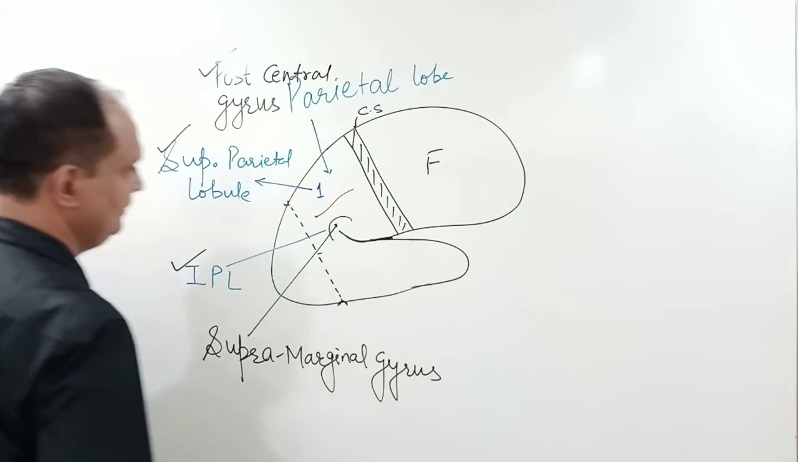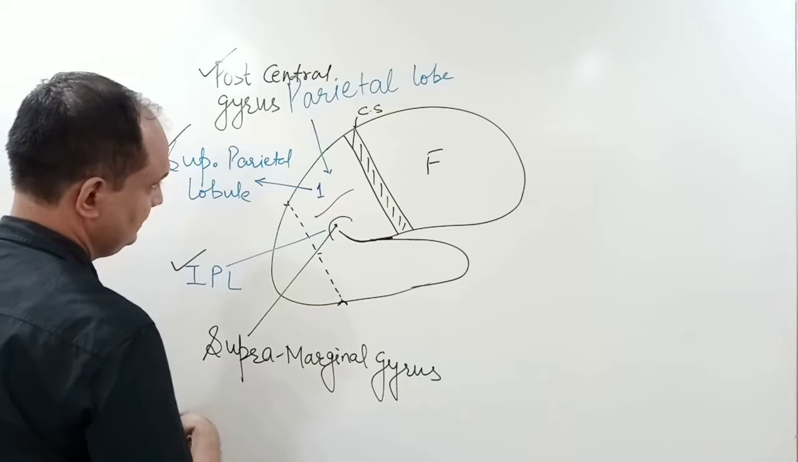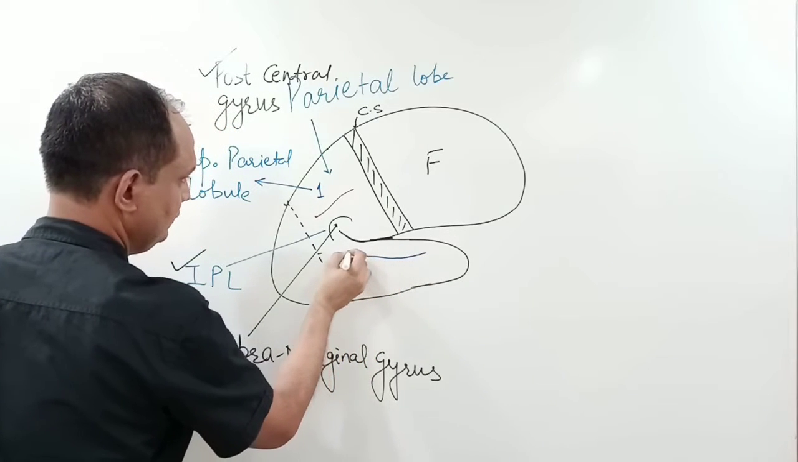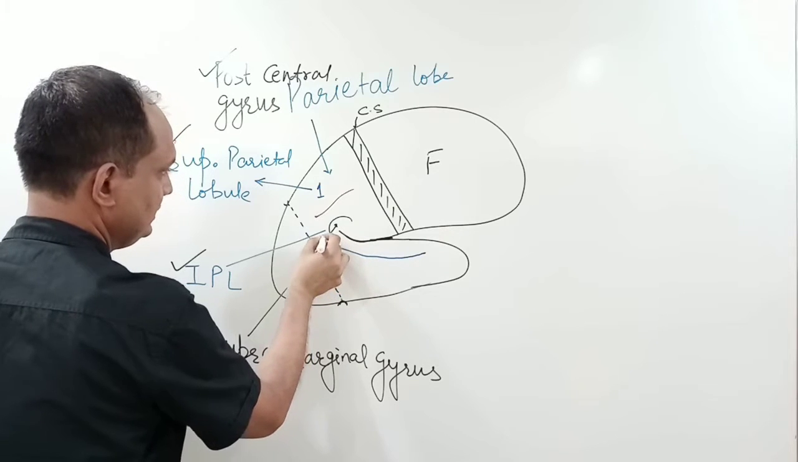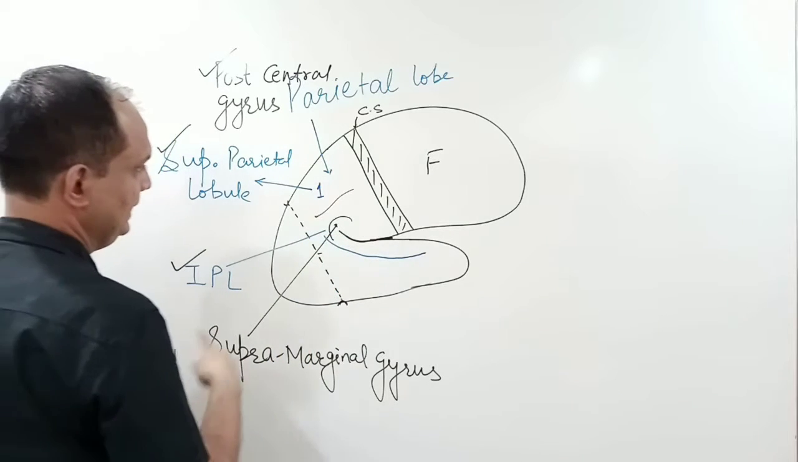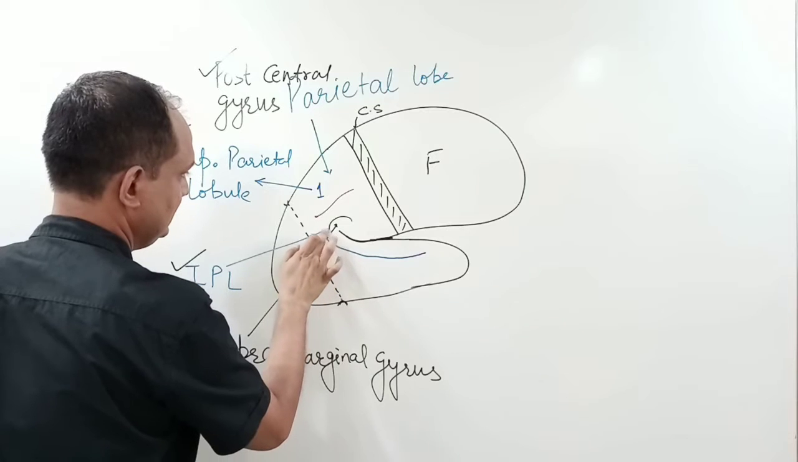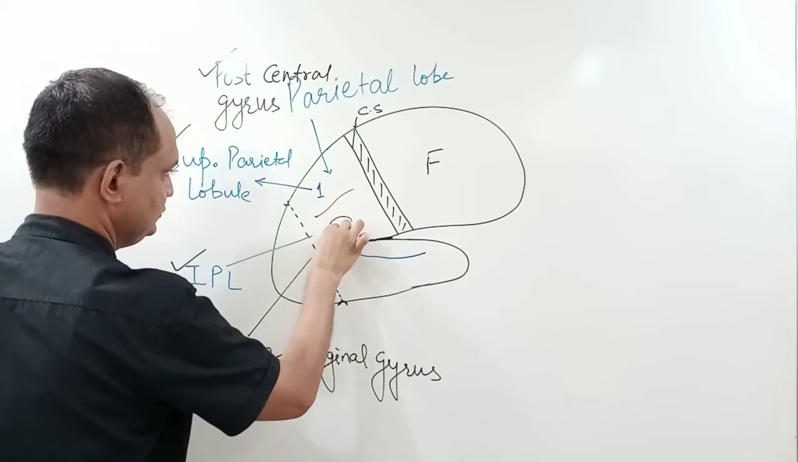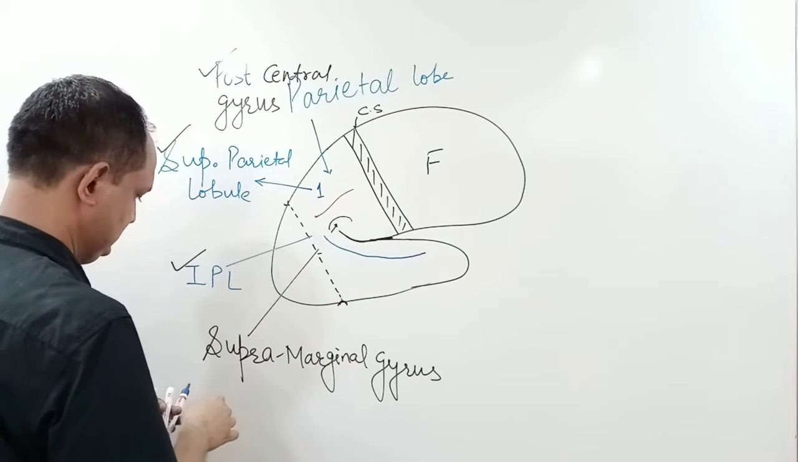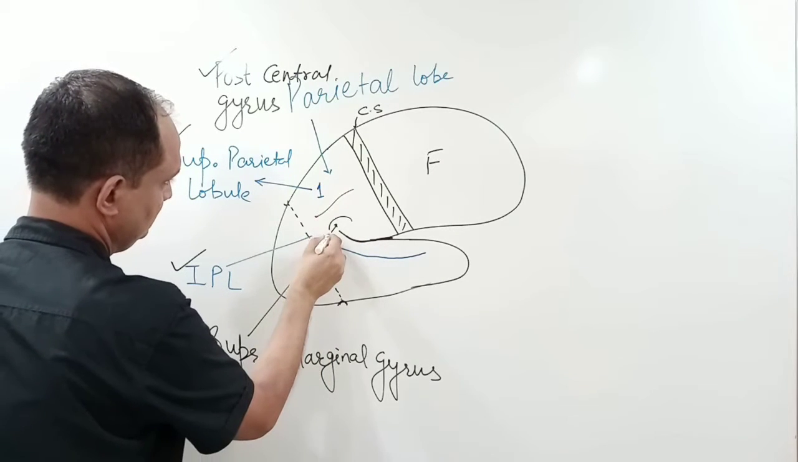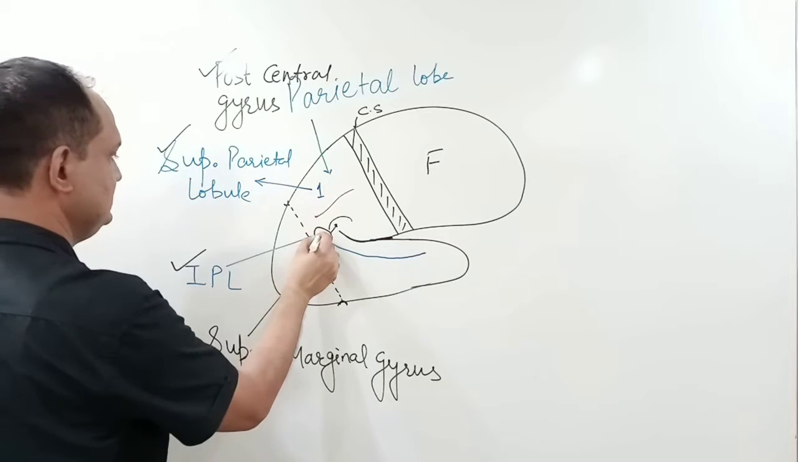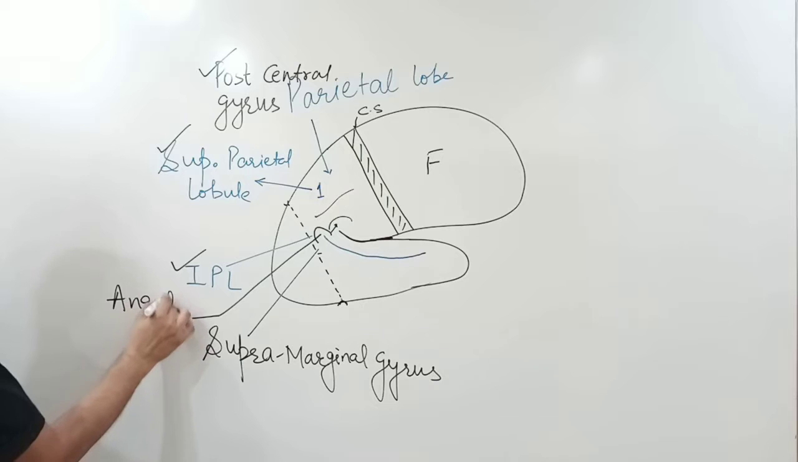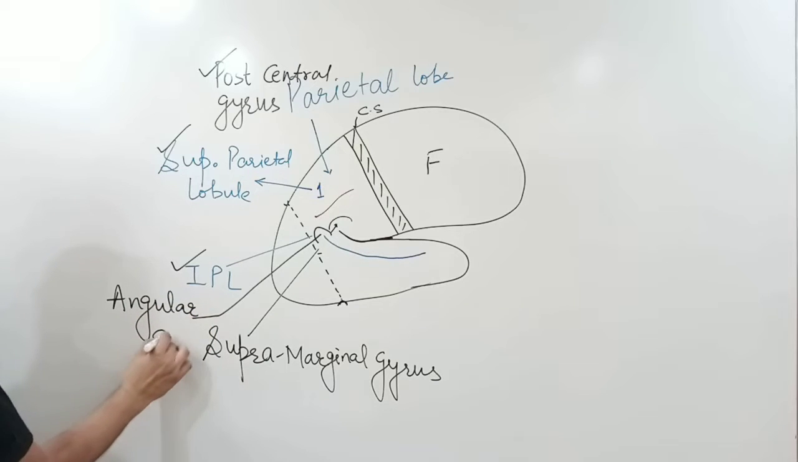In the same way, the superior temporal sulcus also projects into the parietal lobe, and the area around its posterior end is known as the angular gyrus.